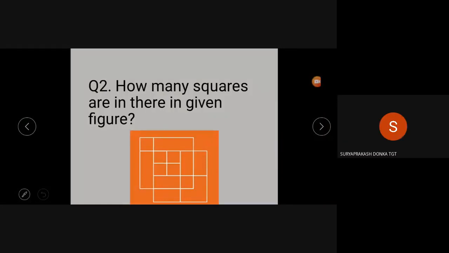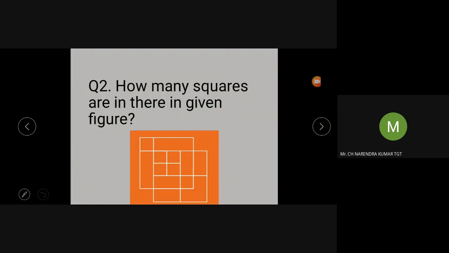11, sir. 13. Any other answer, sir? 5, 10, 13. Any other number, sir? 1 unit, sir is asking. No, sir. I'm asking total squares. Number of total squares in this. 12, sir. 15. No, sir. Actually, there are 17 squares in this. Yes, sir, 17.